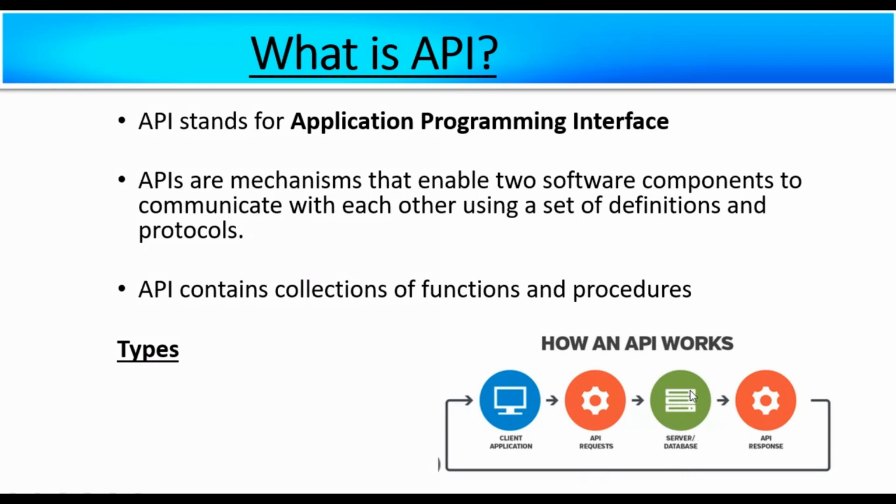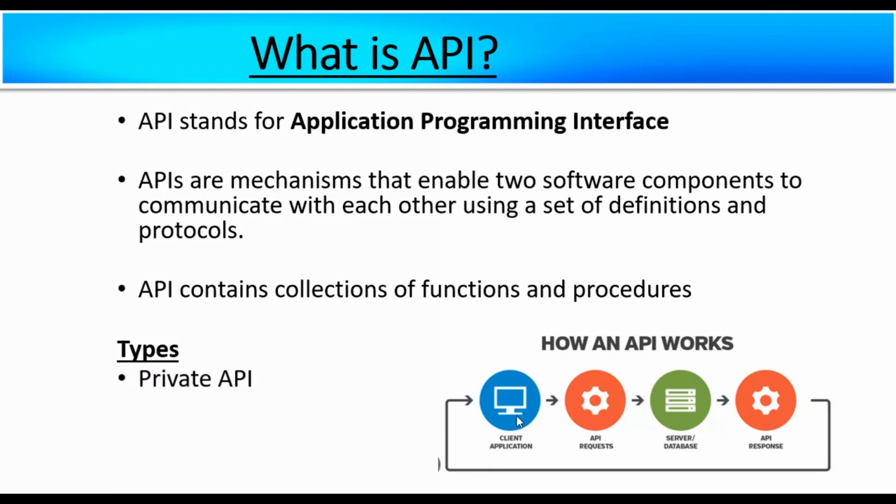So once the request is received by the server, it will process the request and send the API response back to the client application. It can be a success response or it can be a failure response. So this is how exactly the API works.